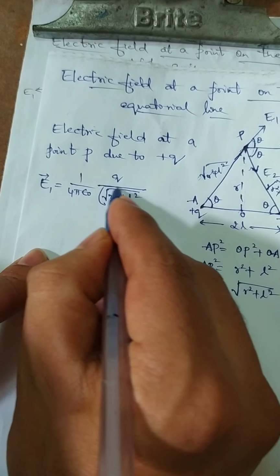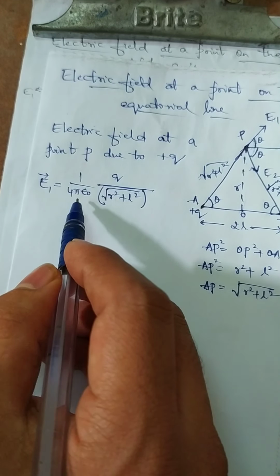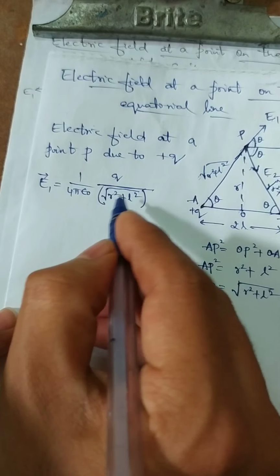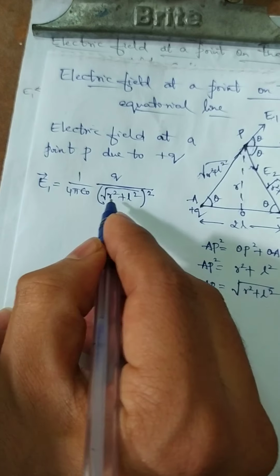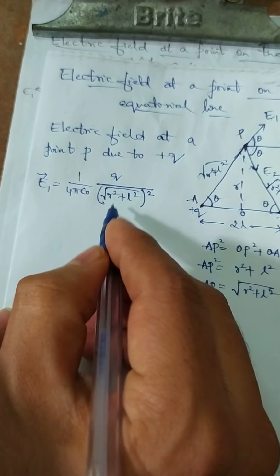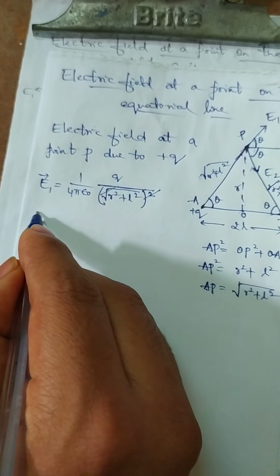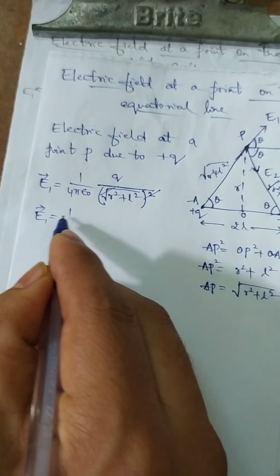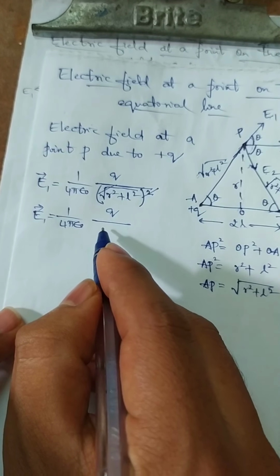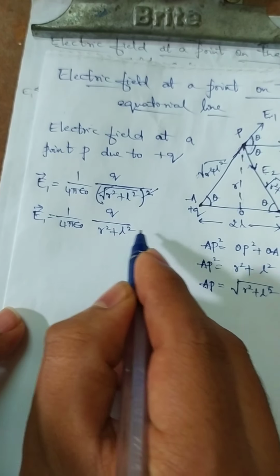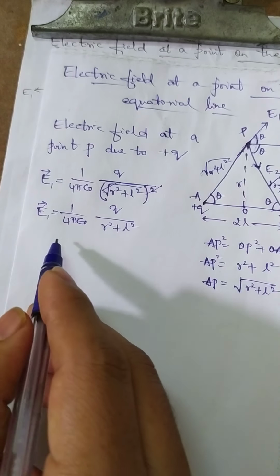Generally, the equation of the electric field is E equals 1 by 4 pi epsilon naught into Q divided by R square. Here the distance value comes out to be the square root of R square plus L square. We have one more square, so the square and the square root cancel. What is left is E1 equals 1 by 4 pi epsilon naught into Q divided by R square plus L square. This is the electric field at point P due to the positive charge.